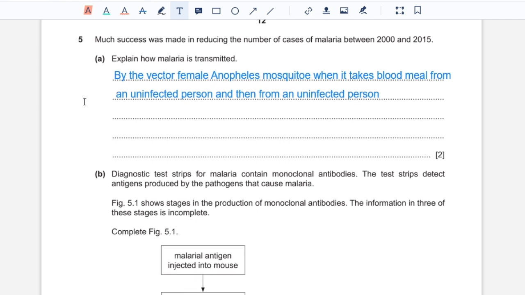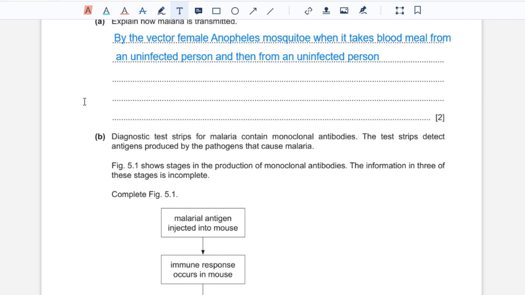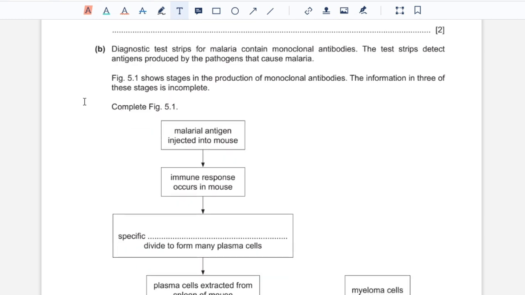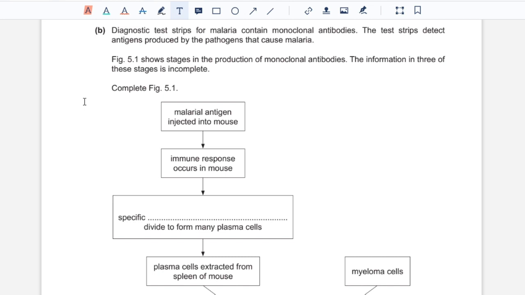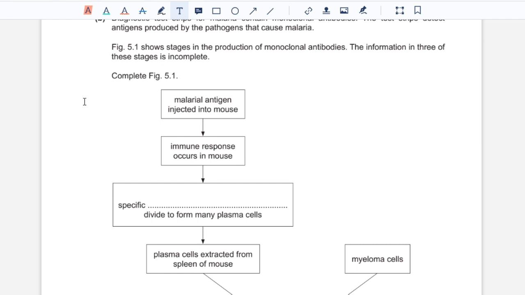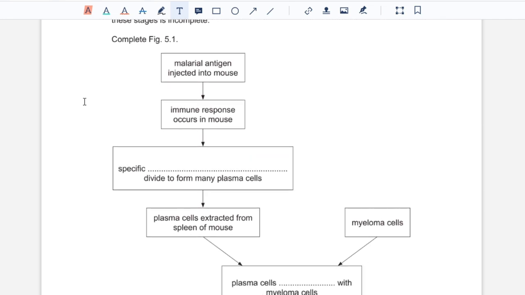B. Diagnostic test strips for malaria can contain monoclonal antibodies. The test strips detect antigens produced by the pathogens that cause malaria. Figure 5.1 shows stages in the production of monoclonal antibodies. The information in three of these stages is completed, and you're supposed to complete the rest.